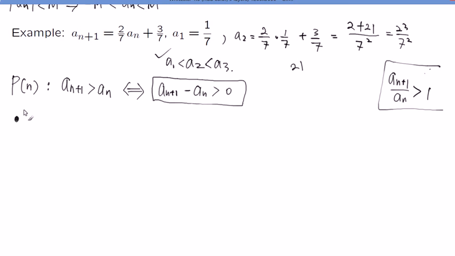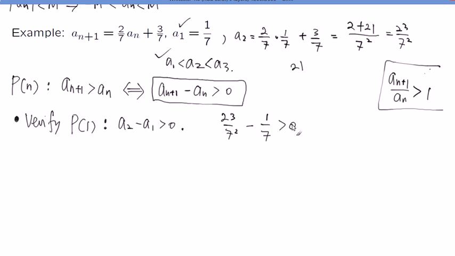If this starts from 1, what should be the statement you have to verify? Verify P of 1. That's the very, very first case, right? So let's go and state that. What is P1? For n equals 1, it is A2 minus A1 is greater than 0. This is what you have to verify, right? So what is A2? 23 divided by 7 squared minus A1, 17. Turns out it's actually greater than 0. So we verify P1, right?